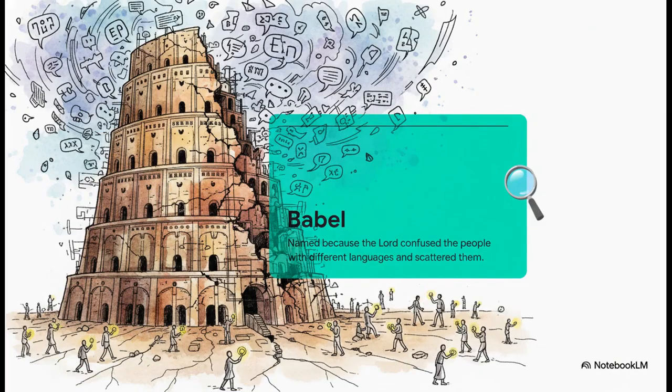And the city got a name, Babel. The text points out that this name sounds a lot like the Hebrew word for confusion, and that's no accident. Babel became the place of confusion, the exact spot where language got all mixed up and people had no choice but to scatter across the earth.